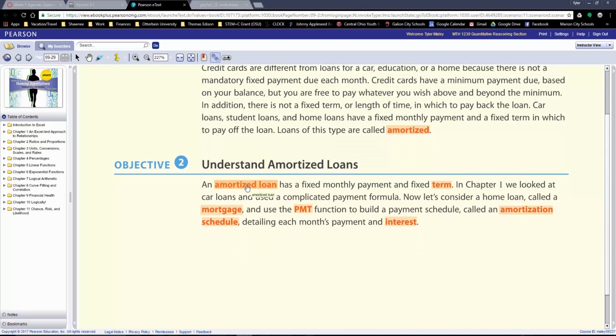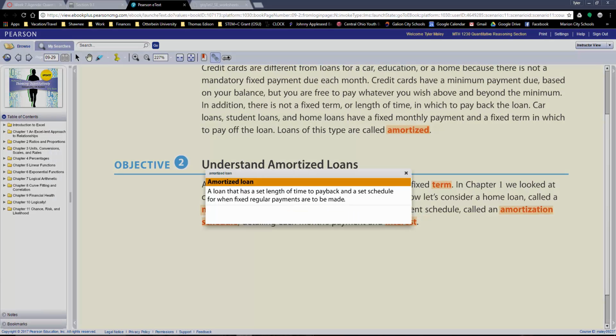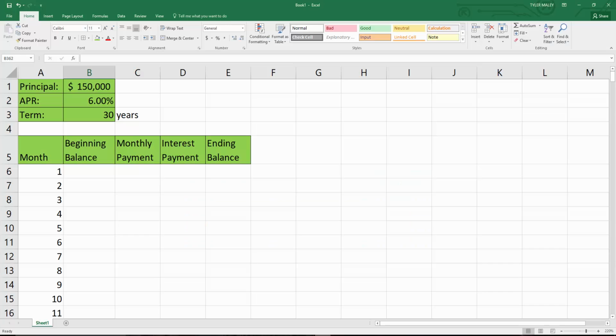So here, if you click on amortized loan, right, we can understand what that is. So an amortized loan is a loan that has a set length of time to pay back and a set schedule for when fixed regular payments are to be made, right? So in this worksheet, what's given is the following shows an amortization schedule for a 30-year mortgage on an initial loan of $200,000 at 6% APR, right? Oh, I noticed that there must be a typo in this worksheet. So it says 200,000 above, right?